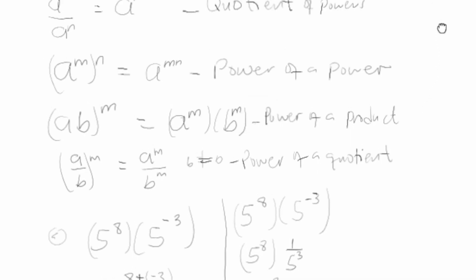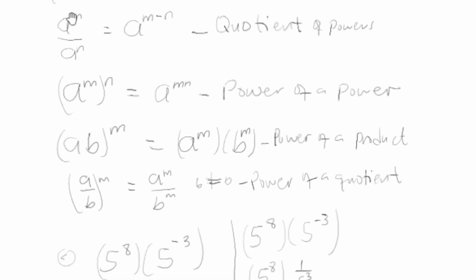So these are the rules that you're supposed to remember. The product rule: when the bases are the same and they are multiplying, you add the exponents. When the bases are the same and they are dividing, you subtract the exponents. When you have an exponent raised to another exponent, you multiply the exponents, m times n. For the power of a product, the exponent applies to everything in the parentheses, so a exponent m, b exponent m. And the same for the power of a quotient.